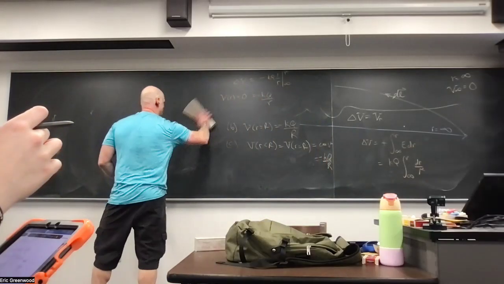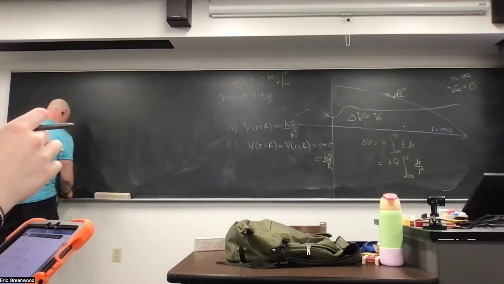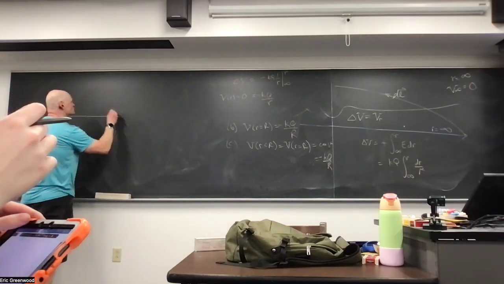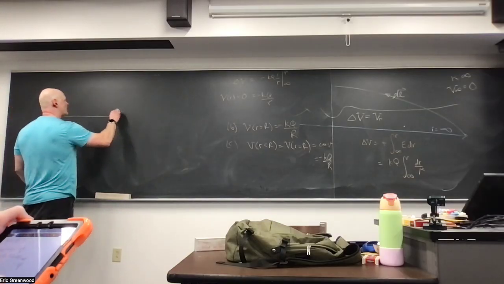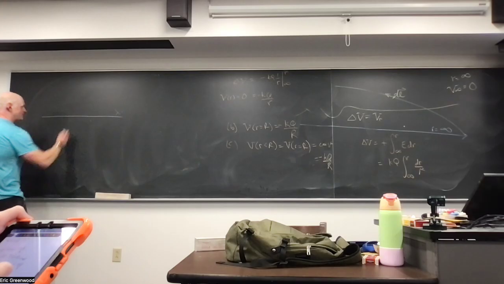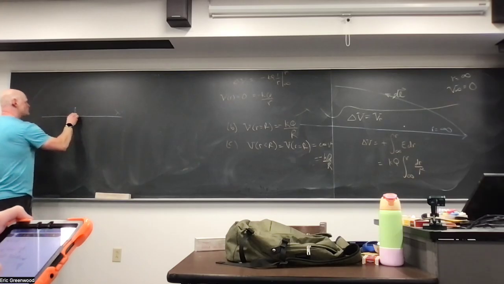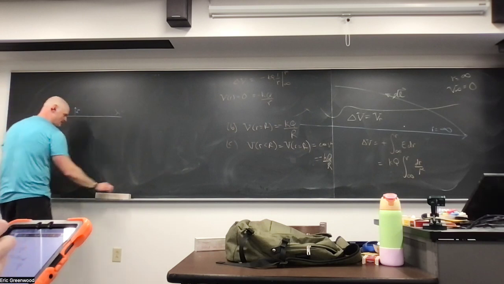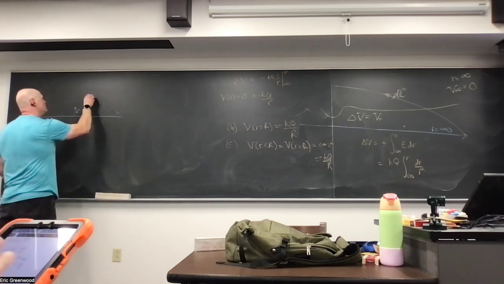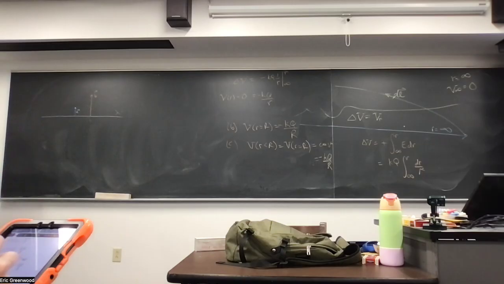So let's talk about this again. So now we have a line charge. So here's my line charge, which has a linear charge density of lambda. Now, what I want you to do then is find the change in potential between this radius of a and this radius of b.